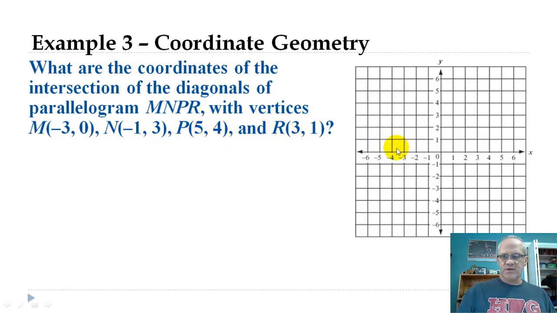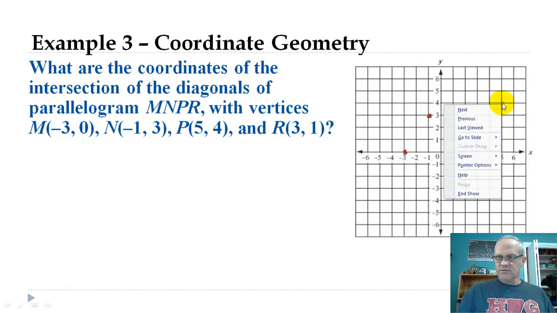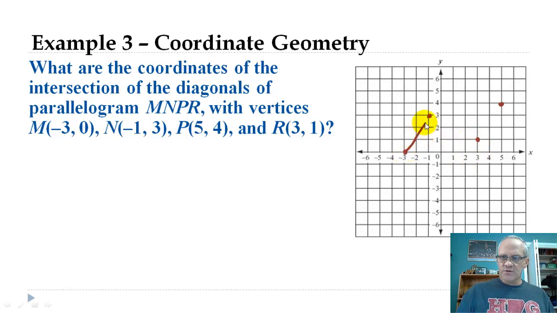So let's graph these first of all. Negative 3, 0 is right there. And then negative 1, 3, somewhere about there. 5, 4 is right here. And then 3, 1 is right there. Okay, so those are the vertices. So let me draw the edges there. All right, so that's the parallelogram that we're talking about.